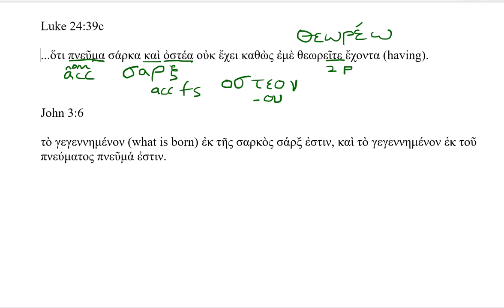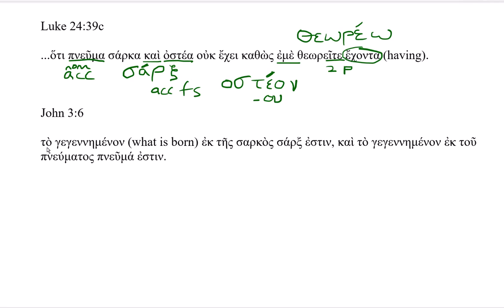As you see me, here's our accusative. As you see me, and then here's our participle. And it simply means having here, as you see me having. That a spirit, flesh and bones does not have, or we'd say a spirit does not have flesh and bones, as you see me having. Let's look at John 3:6 for a final example here.